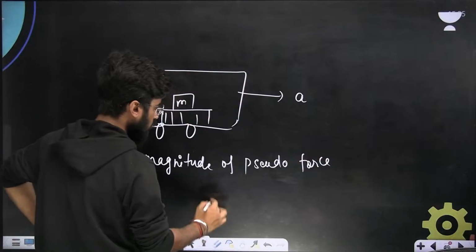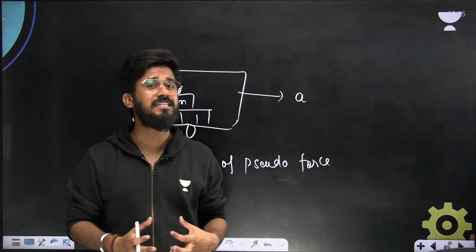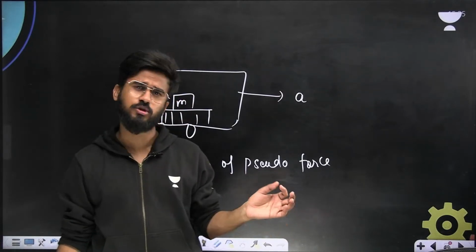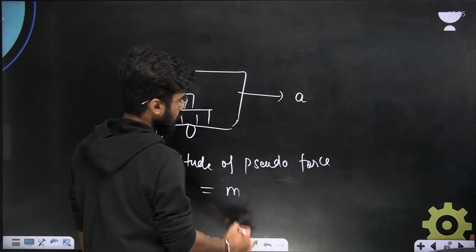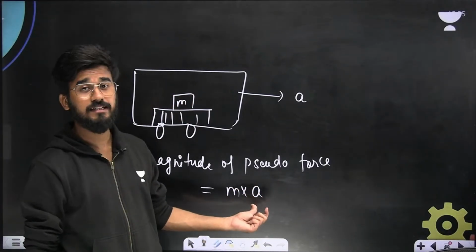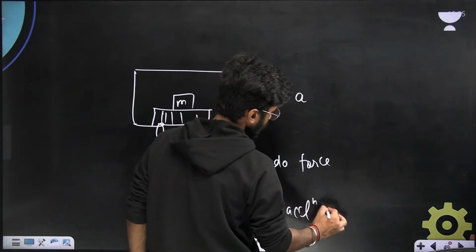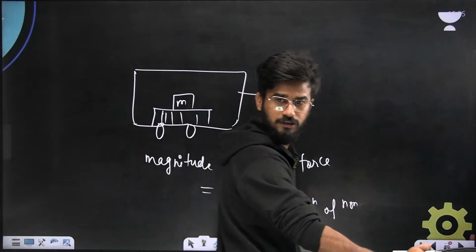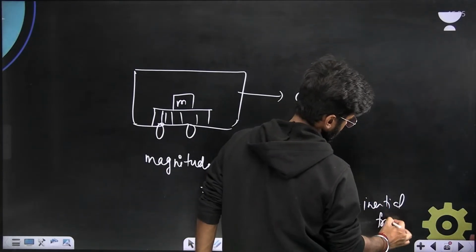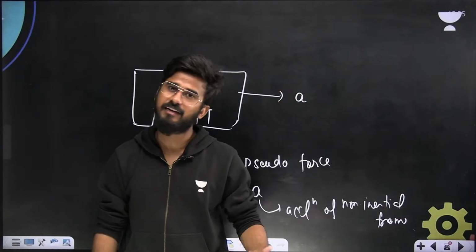What is the magnitude of pseudo force? The magnitude of pseudo force is the mass of the body on which we are applying the laws of motion, or writing the equations of motion. So it is the mass of the body in the non-inertial frame, multiplied with the acceleration of the non-inertial frame. Got it? Any doubt till here?